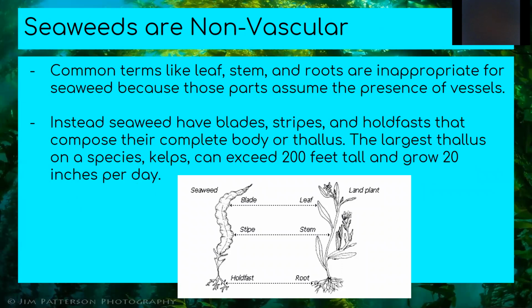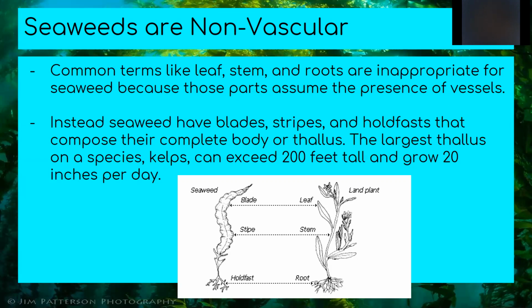Now, this is where I was going to say we're going to actually look at the structure. So like I said, seaweed is not a plant. It's a little bit different. So common terms like leaf, stem, and roots are considered inappropriate because these things assume the presence of vessels. Regular plants have vessels running through the entire plant because its root system is soaking up nutrients from the ground, and that vascular system and those vessels are going to be transporting those nutrients through their body. This is not the case with seaweeds.